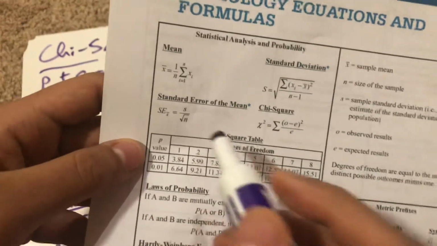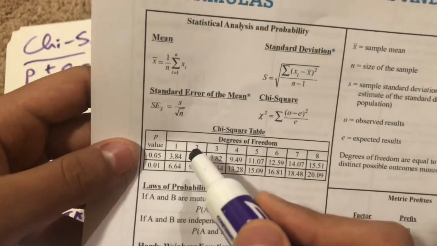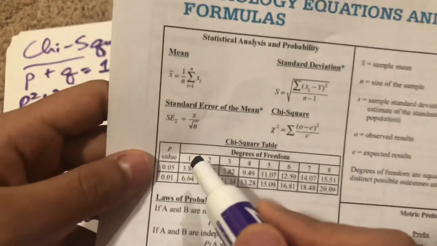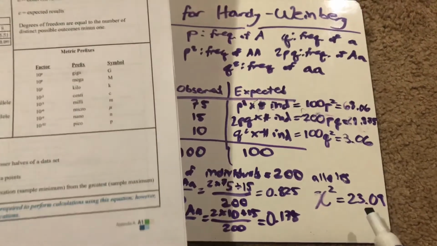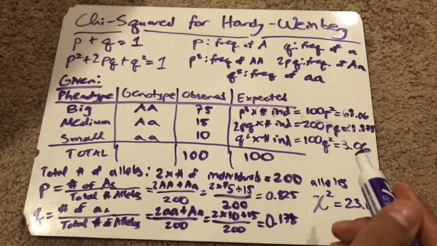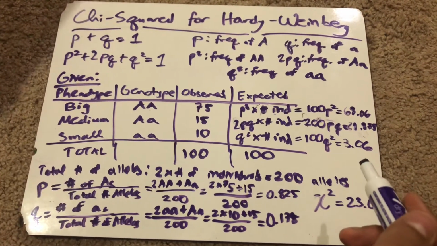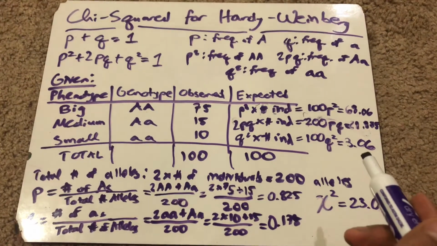And let's say I have a 95% confidence interval, which is the p-value of 0.05. 3.84 is the critical value. And now I check. Is 23.09 greater than 3.84? It most certainly is. And therefore, we can say that we can reject the null hypothesis with statistical significance at a confidence interval of 95%.